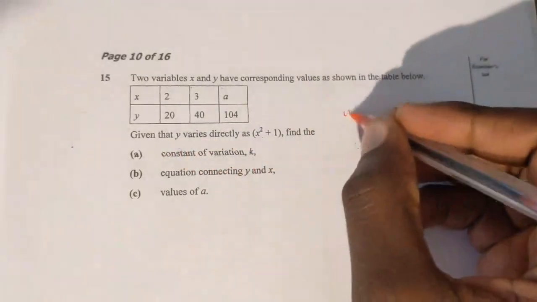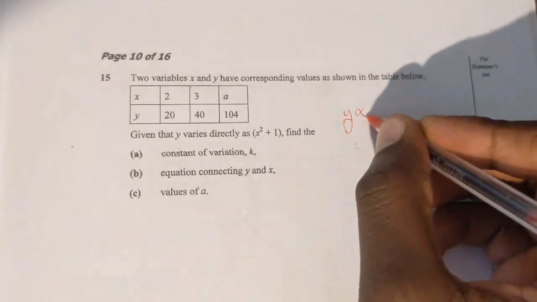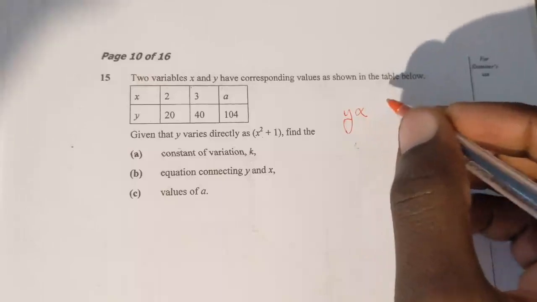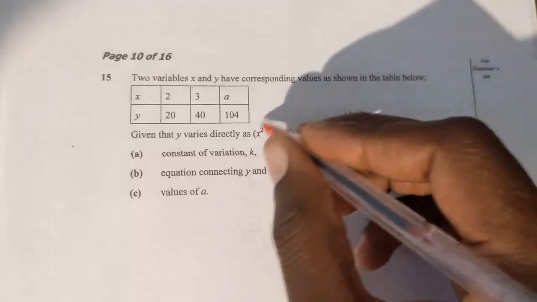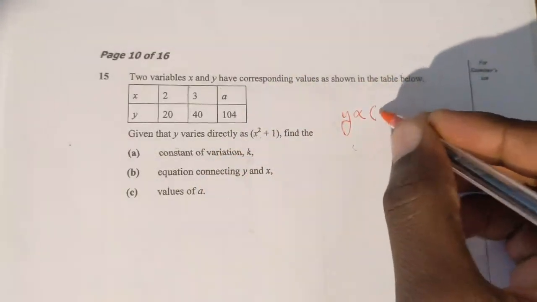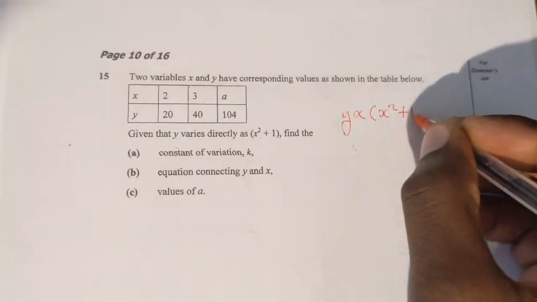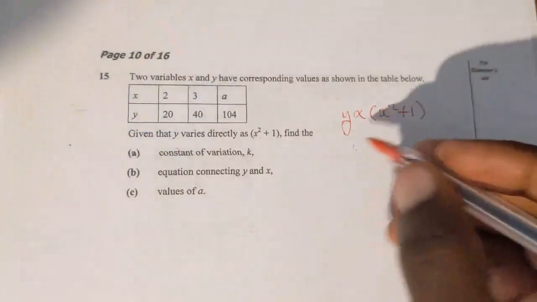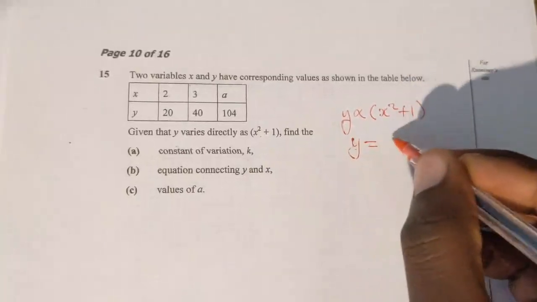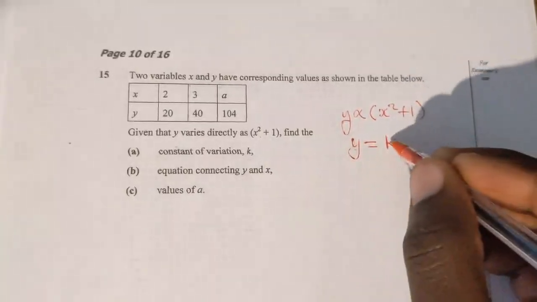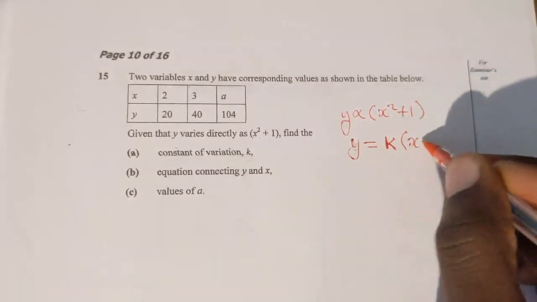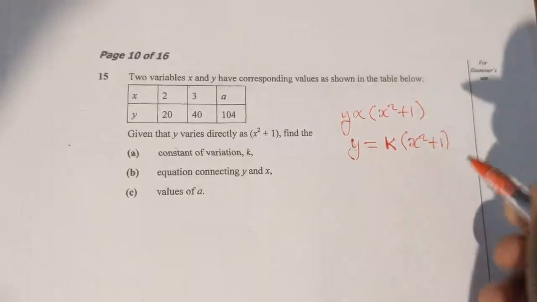They are saying that y varies directly as x squared plus 1. So what you need to know is that the equation will be y is equal to, there is a presence of k in the equation. K is a constant, so k will be multiplied by x squared plus 1.